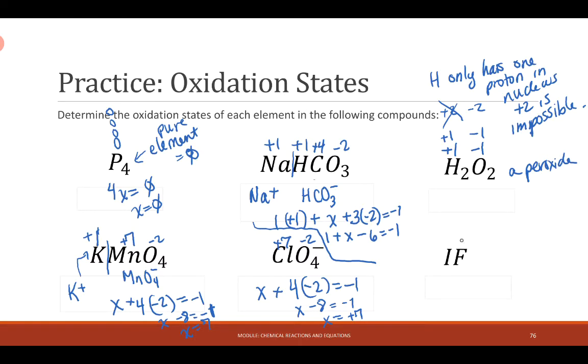Now we have to assign I and F. Fluorine is the -1. Iodine would be a +1. Fluorine gets priority over iodine, even though they're both halogens.